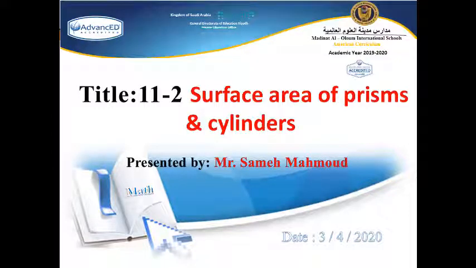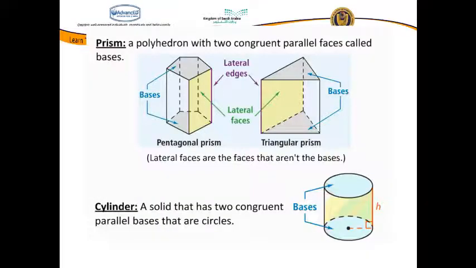Hello everyone. Our lesson today is about 11.2, surface area of prisms and cylinders. At first, a polyhedron is a three-dimensional solid where each face is a polygon, and a prism is a type of polyhedron with two congruent parallel faces. They are called bases.